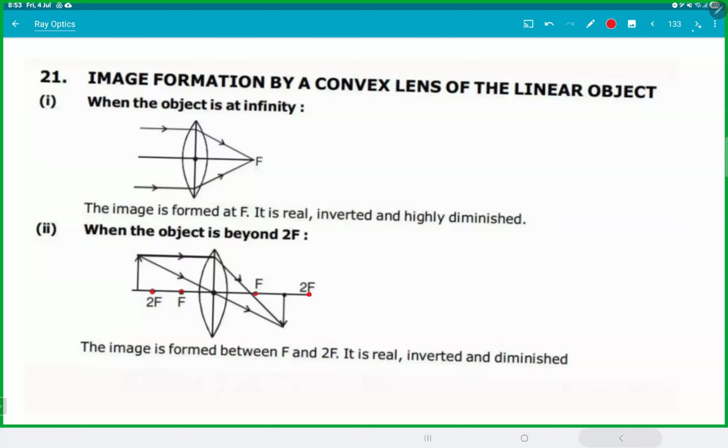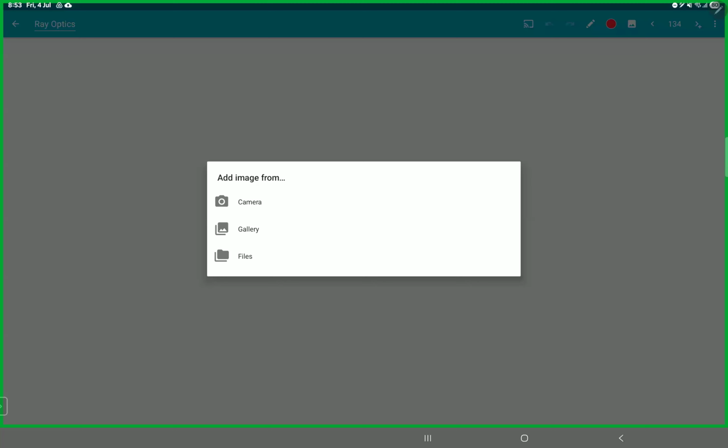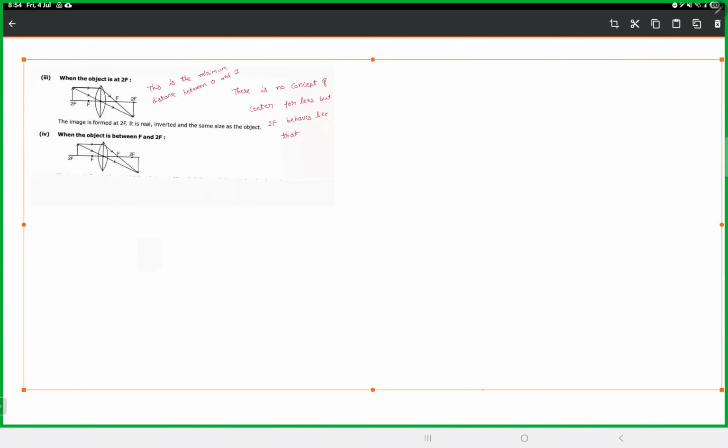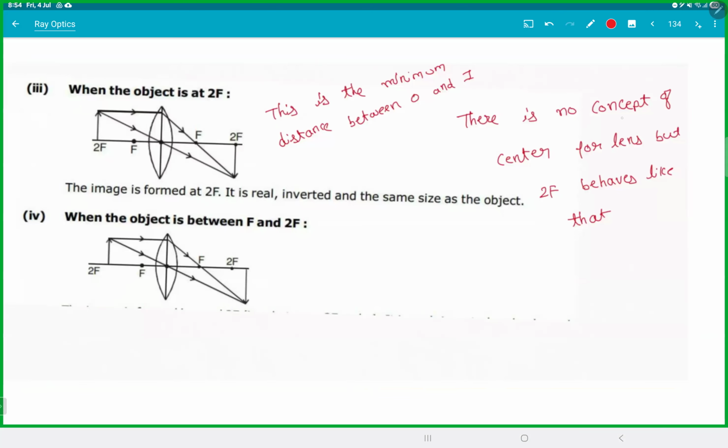Let's see the next one. If you keep the object at 2f, you get the image at 2f. Like I said, there's no concept of center for lenses, but this 2f behaves like that. So it's decent to remember. And we will prove this later on: the minimum distance between the real object and real image is 4f. The object and image can't get closer than this. If you try to push the object closer, the image will go even faster, far away, so the distance will always keep increasing. So 4f is the minimum distance between object and the image.